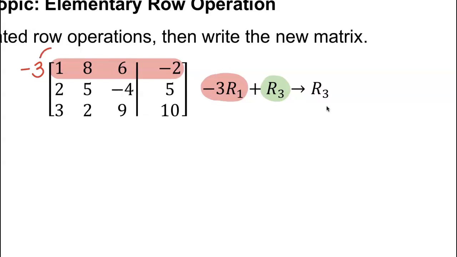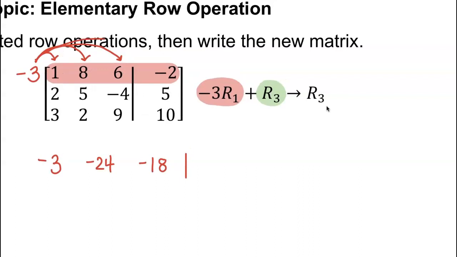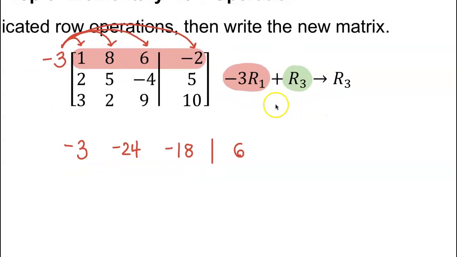When I multiply -3 times 1, I will get -3. -3 times 8, that gives us -24. And -3 times 6 is -18. And on the other side, we still have to multiply. -3 times -2 will give us +6. So we are done with coming up with -3 times R1.